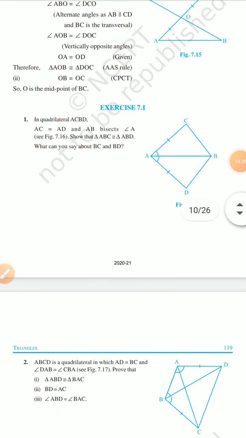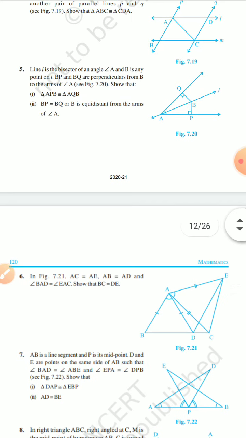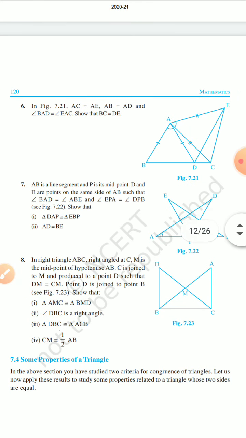So exercise 7.1 is based on these three congruency criteria, that is SAS, ASA and AAS, right? So you will solve this exercise 7.1 and I'll send the solution tomorrow, but first you have to try exercise 7.1 by yourself. And in the next video we will talk about the isosceles triangle, and also we will prove how the three sides of an equilateral triangle are equal.